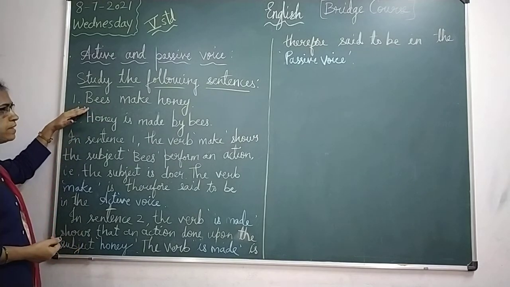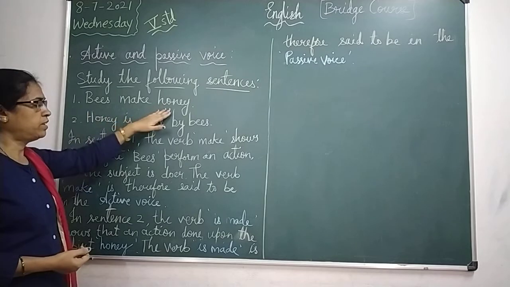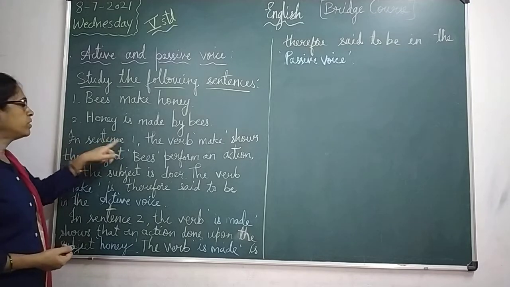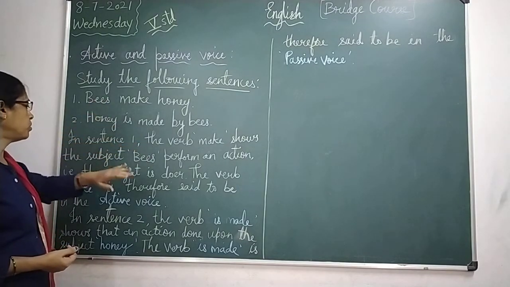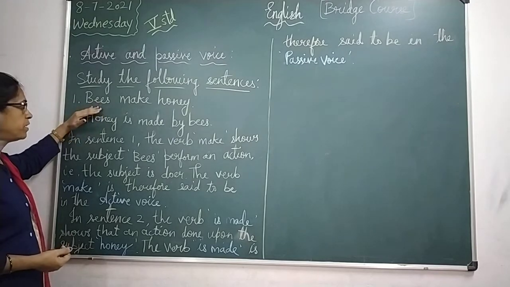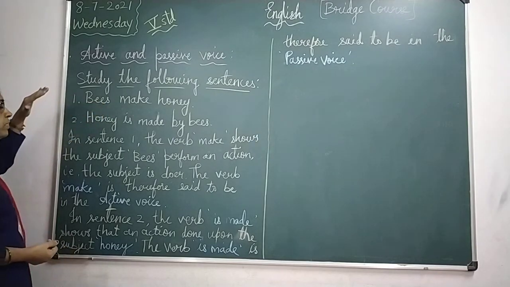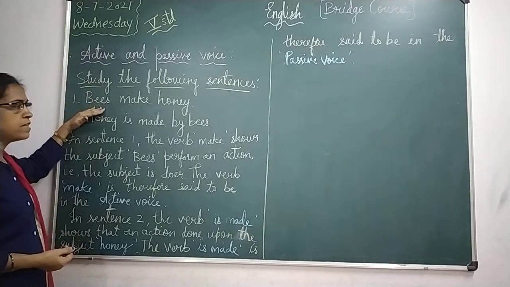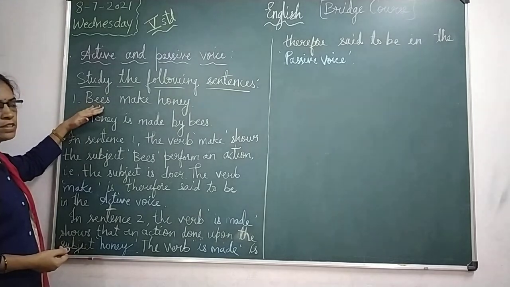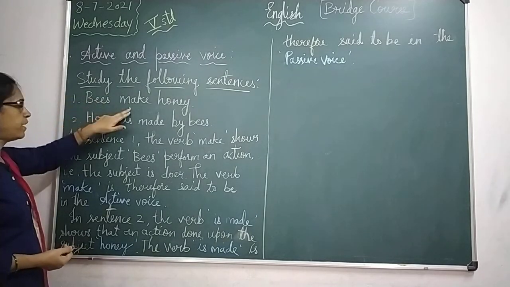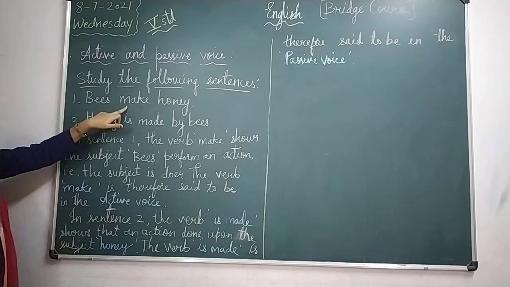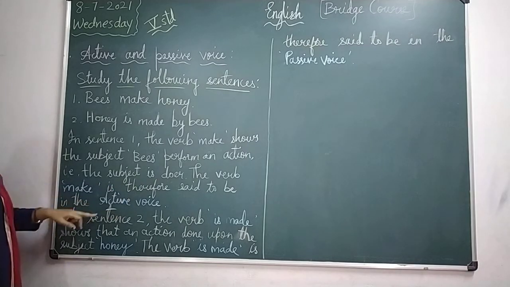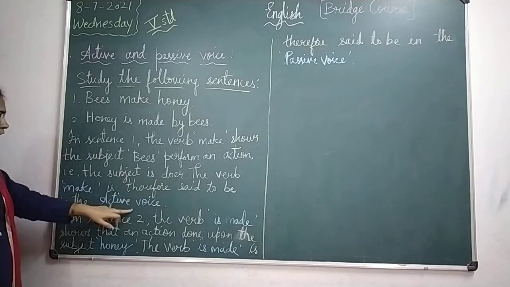So children, the first sentence here: bees make honey. In sentence 1, the verb make shows the subject bees. It is the subject here. The verb shows that the subject bees perform an action, that is, the subject is the doer here. So the verb make in sentence 1 is therefore said to be in the active voice.